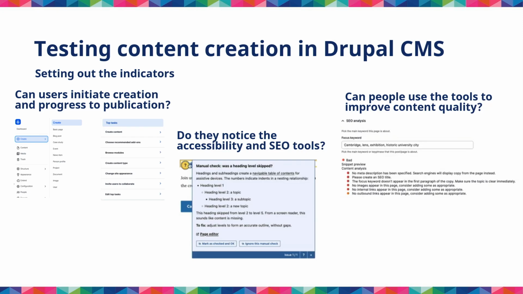So most recently, we tested content creation. This is a crucial thing, as we talked about Drupal CMS being there for content publishers. So we wanted to think, well, okay, we've put this out there, version 1, is it doing this job? Can users initiate the creation of content, and can they then progress that through to publication?